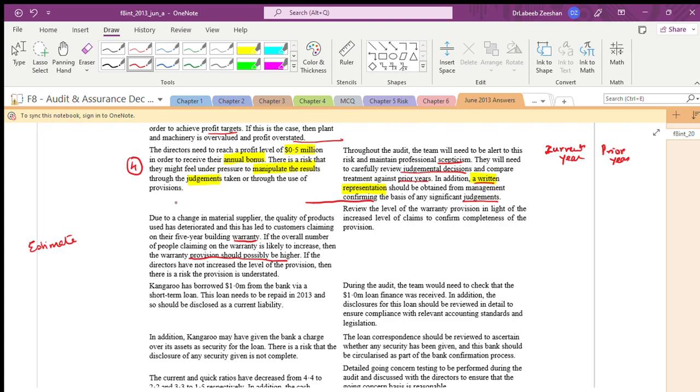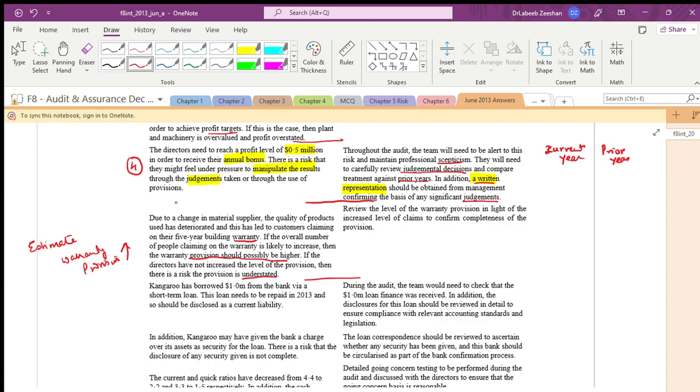and customers will have a claim. If there is a claim, definitely we should make sure that the warranty provision also increases. If the warranty provision has not increased, it means that we have understated the warranty.